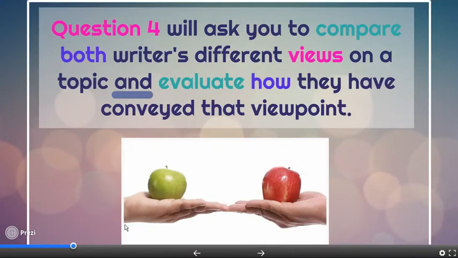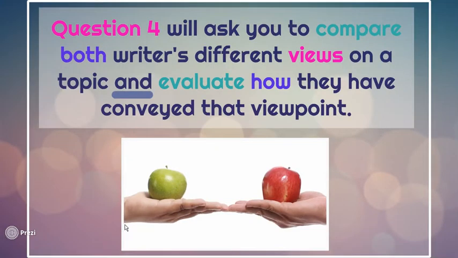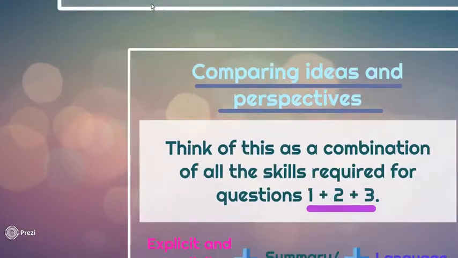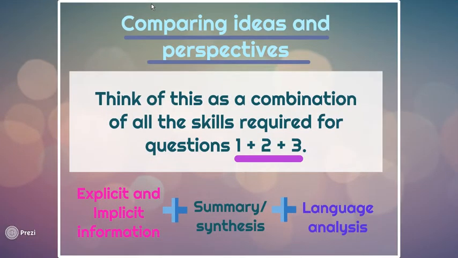Question 4 is going to ask you to compare both writers' different views on a topic and evaluate how they have conveyed that point. Just from looking at the wording, there seem to be an awful lot of skills within this question, and that is the case with question 4. You're being asked to compare ideas and perspectives, but you should think of this question as a combination of all of the skills that you've practiced in the paper so far.